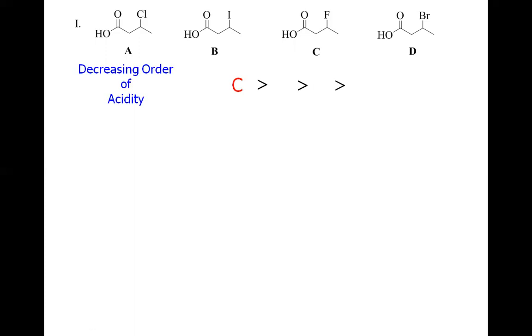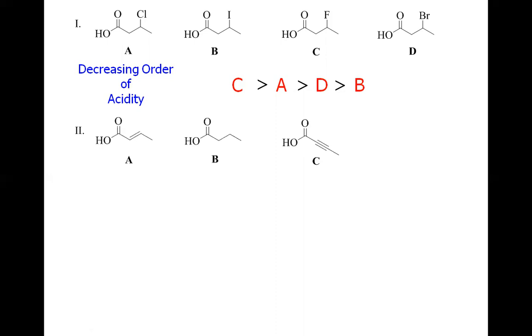If we follow the same pattern, after fluorine we have chlorine in the second position, the second most electronegative element. So by the inductively withdrawing effect, it will make compound A the second most acidic. Then the bromo containing carboxylic acid will be the third most acidic, and the iodo containing carboxylic acid will be the least acidic among these four.